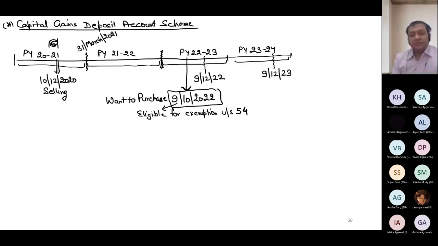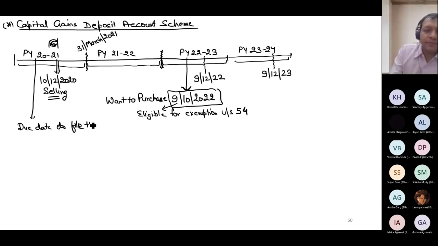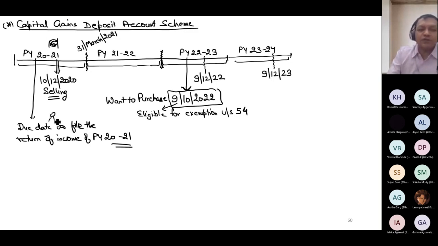But the department is not going to wait for me for filing the return of income by this date. Actual selling is taking place in the previous year 2021. What is the due date to file the return of income of 2021? Can you tell me the due date for an individual to file the return of 2021? 31st July 21.